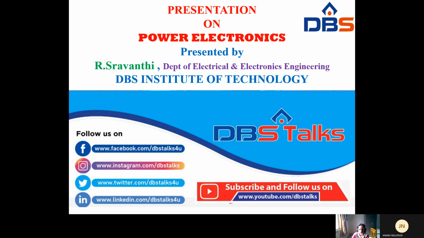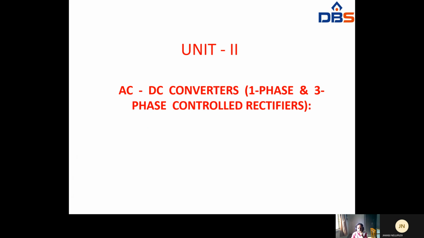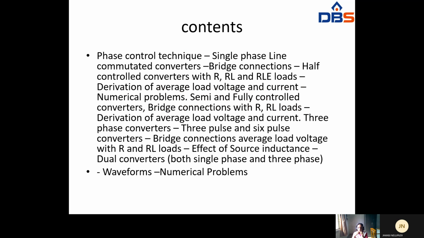Okay, so today we are discussing PE second unit. The second unit is AC to DC converter, that is single phase and three phase controlled rectifier. These are the contents. In single phase and three phase AC to DC controlled converters, we have phase control techniques.